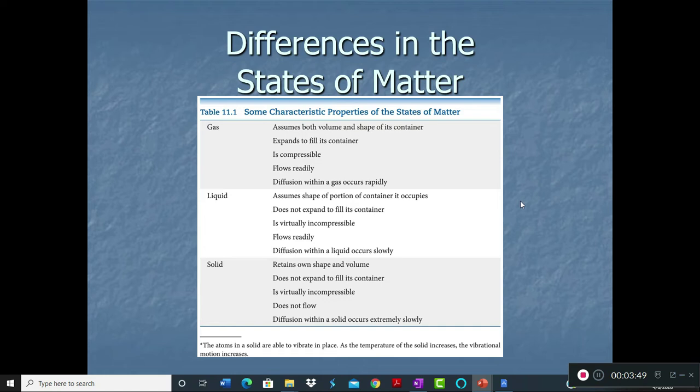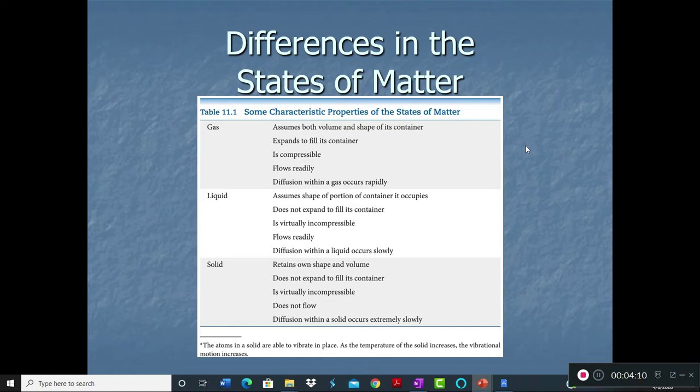Gases assume the shape and the volume of the container, so they completely fill up the container. They are compressible, so you can squeeze them down. They flow, so they are what's called a fluid. Fluids flow, and gases and liquids are both considered fluids. And they diffuse, or spread rapidly, across an area. Liquids assume the shape of the container, but they do not change their volume.